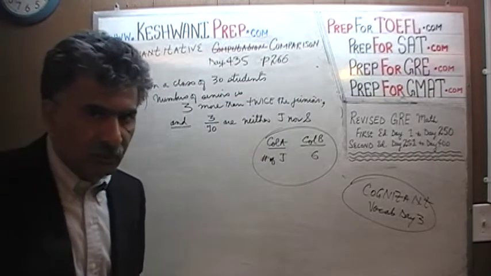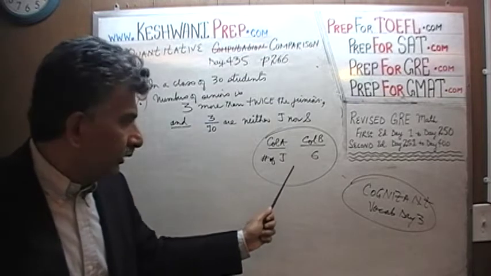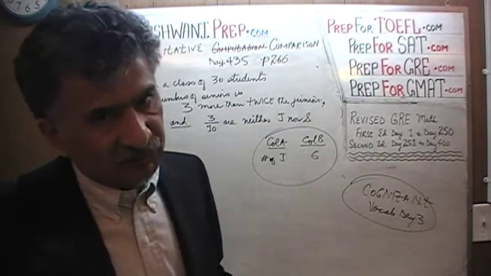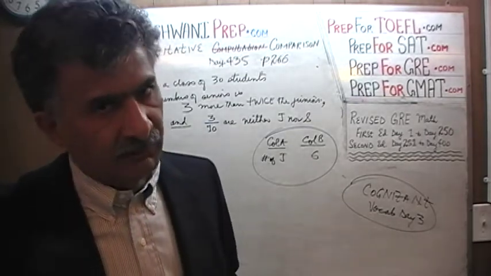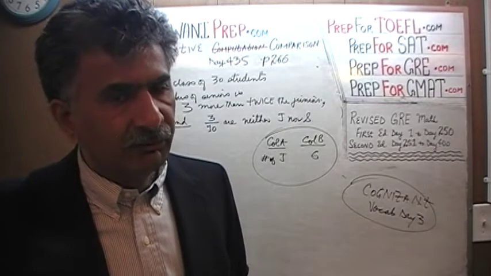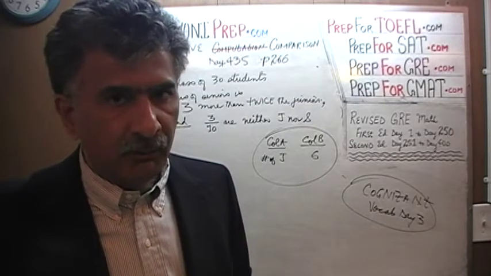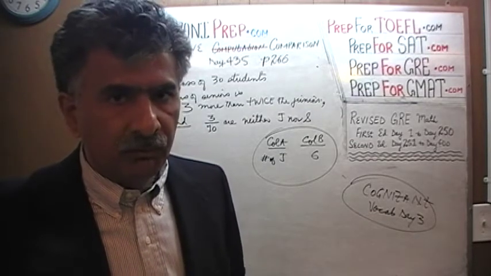What we are being asked is to compare the two quantities. In column A, we have the number of juniors, and in column B, 6. They're simply asking us, do we have fewer than, more than, or equal to 6 kids who are juniors? I'll give you 5 seconds. I'll get out of your way now to pause and unpause the video and solve the problem yourself.